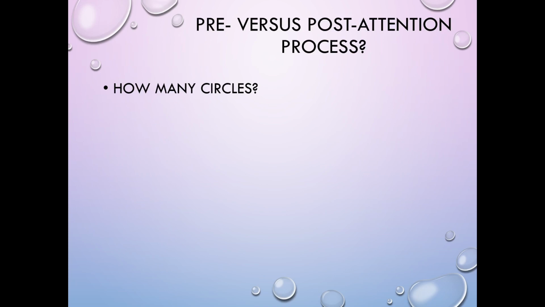So I thought it would be fun to do a little demonstration of pre-attentive processing versus post-attentive processing with this little visual demonstration. So I'm going to show you an image, and you're going to say how many circles are in the image. Obviously, you will say it to yourself because I can't hear you. All right. How many circles? I'll bet that wasn't very hard. How many circles? I'll bet that was a little harder.